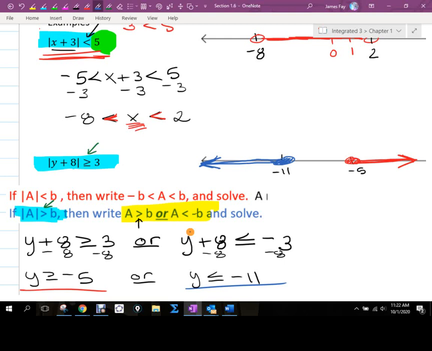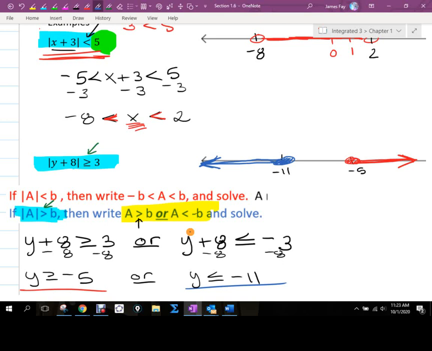So numbers that show up here are going to make this quantity more than 3 units away from 0. Okay? If I plug in, let's pick a number out of the blue. What would be a number in that blue that's more than negative 11 away? Negative 13. So negative 13 plus 8 gives me negative 5, right? Is the absolute value of negative 5 more than 3 units from 0? The absolute value of negative 5 is 5, right? Is 5 more than 3 units from 0?